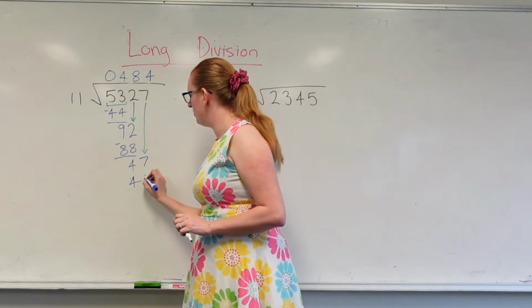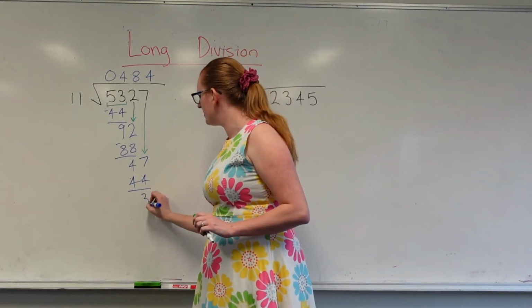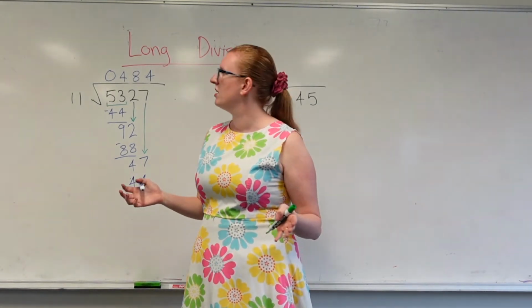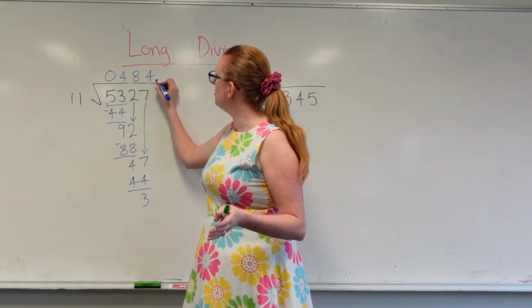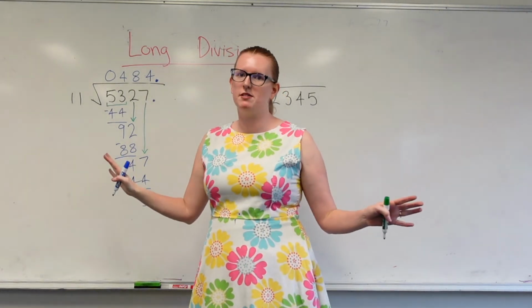So let's try 44 instead. So 47 take away 44 will give us 3 remainder. Oh, but I'm out of numbers to divide. So what I'm going to do is put a decimal place here and a decimal place here to show that I'm right out of numbers.